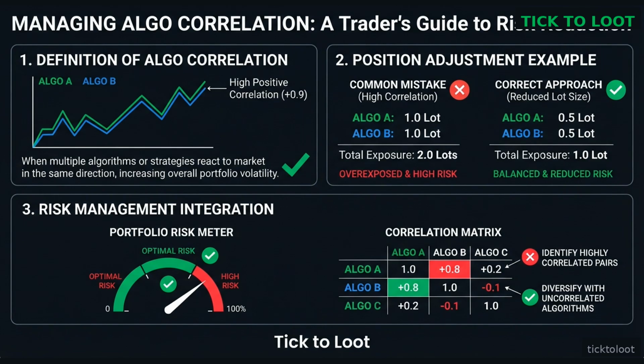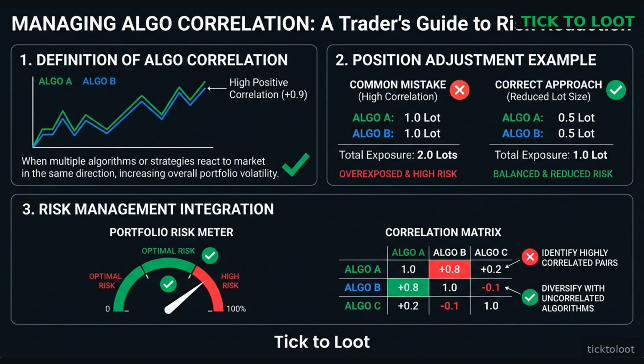Second, we explained why monitoring this relationship matters. Without it, you might think you have diversified trades, but in reality, you could be stacking the same risk on top of itself. Third, we walked through a real-world example with Algo A and Algo B on Euro to US dollar, showing a 0.92 correlation and how we reduced Algo B's lot size from 1/2 a lot to lower combined exposure.